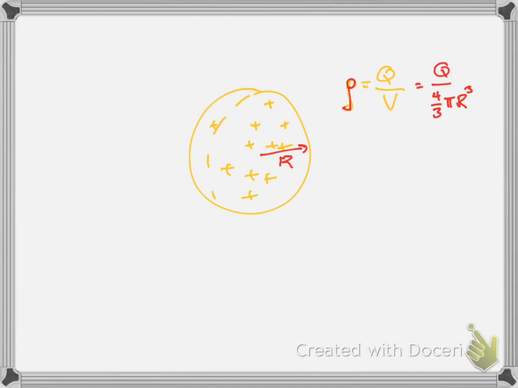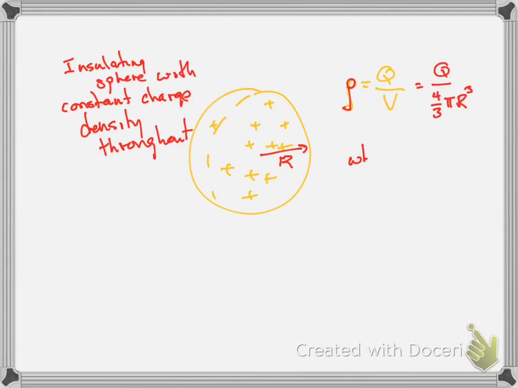And let's ask, what is the field due to the sphere? So it's an insulating sphere with constant charge density throughout. There's charge from the middle all the way out. If we want to know the field outside this sphere, we would draw our Gaussian surface around the sphere, right? Let's go ahead and draw a Gaussian spherical surface around the sphere.